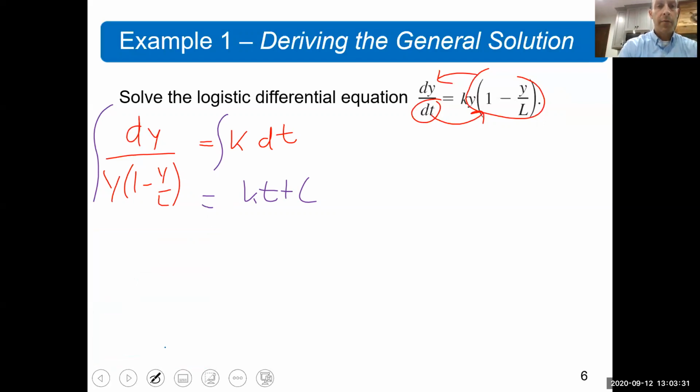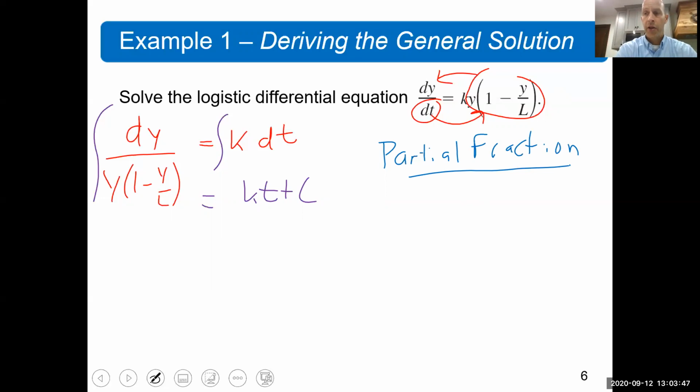In fact, I'm going to do this in blue. In order to integrate this left-hand side, we're going to have to use a technique called partial fraction integration. Now, I haven't taught you partial fraction integration. We will learn about it when we get into chapter 7, but I'm going to go ahead and show you today. So before we do the integration on the left, I want you to consider the following fraction, which is what we have.